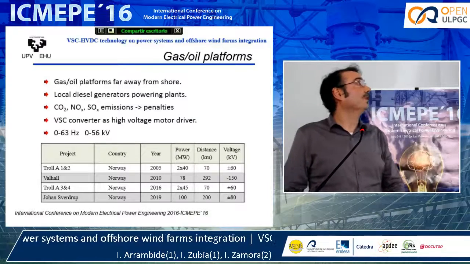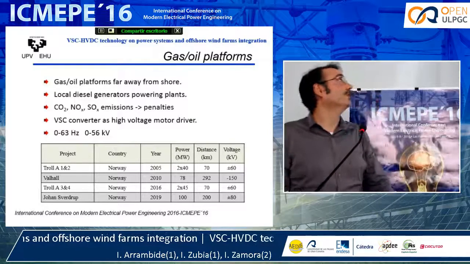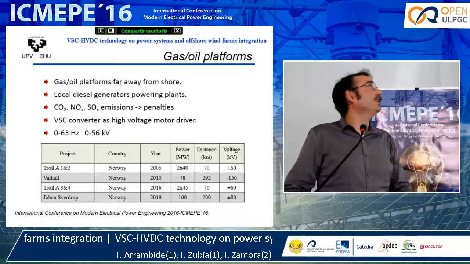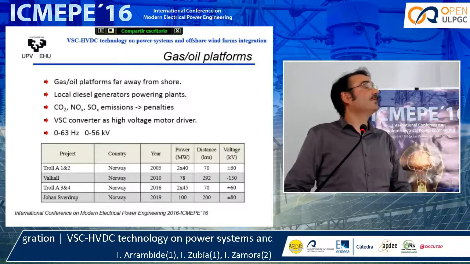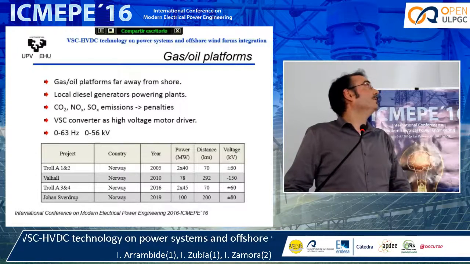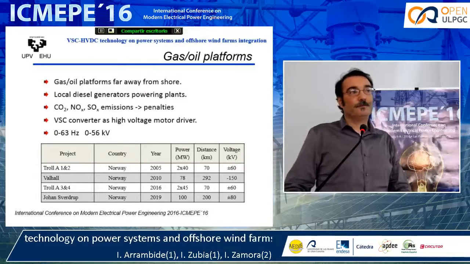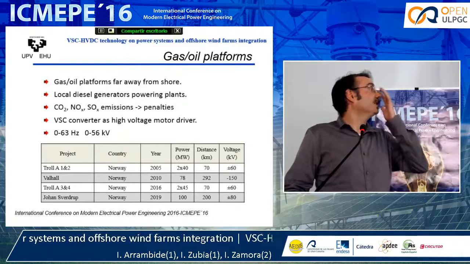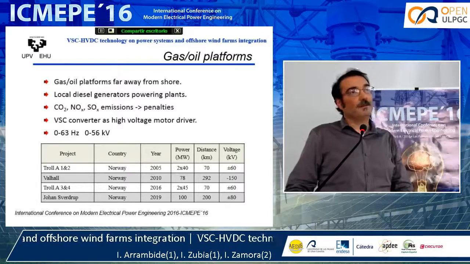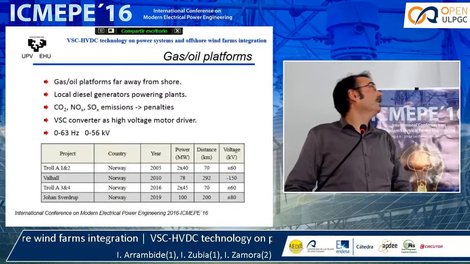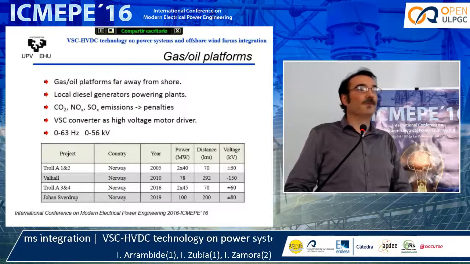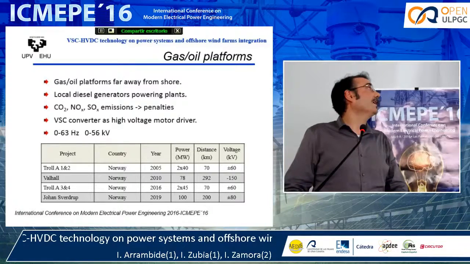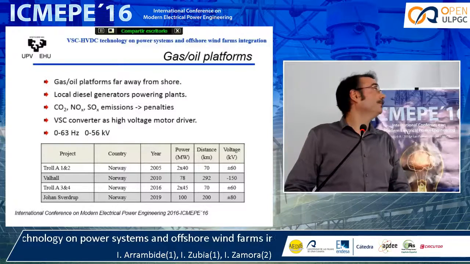Another milestone was achieved by the ABB company in 2005, because they made a special installation, a submarine cable to a gas platform. They needed to feed a high voltage motor to pump gas onshore. So it's necessary that these variable speed motors can have a different frequency and voltage. So this converter technology can work as a motor driver.